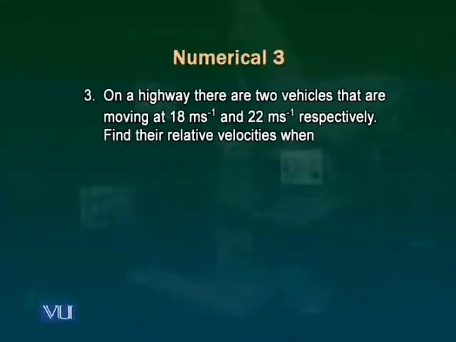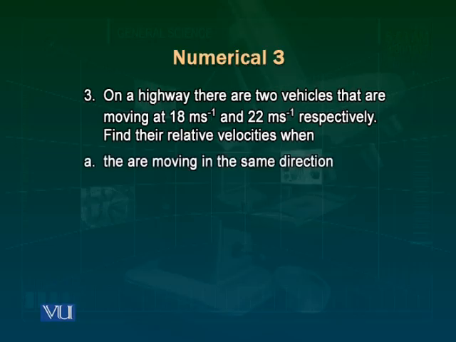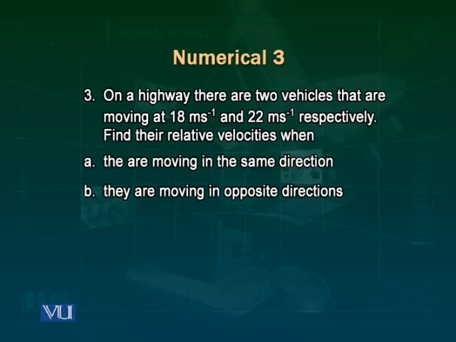Let's look at numerical number 3, which we left, which also was part of your homework exercise. On a highway, there are 2 vehicles, car A and car B. One is moving at 22 meters per second. The other is moving at 18 meters per second. We have to find the relative velocities between the two if, A, they were moving in the same direction, and B, if they were moving in opposite directions.